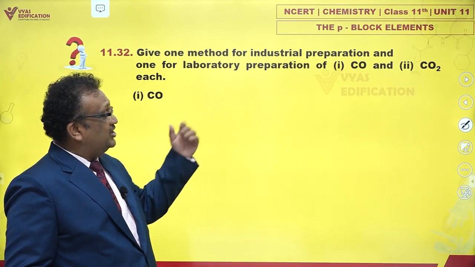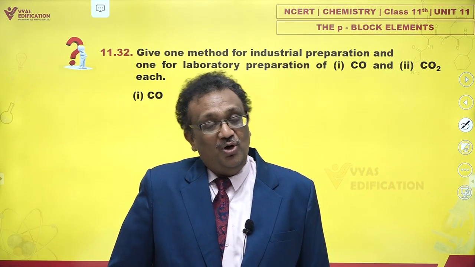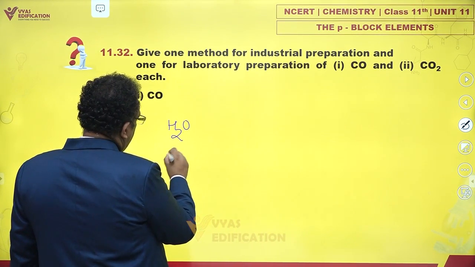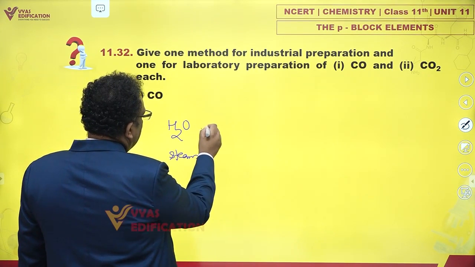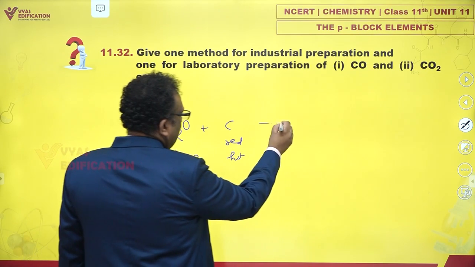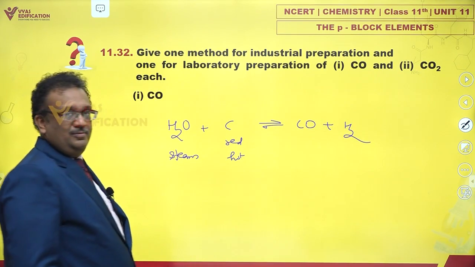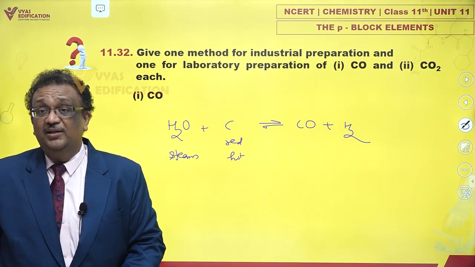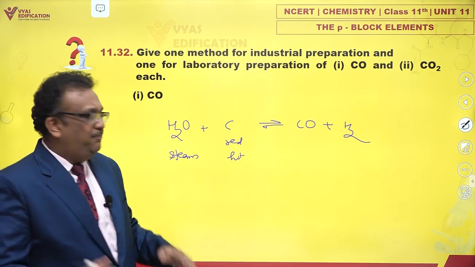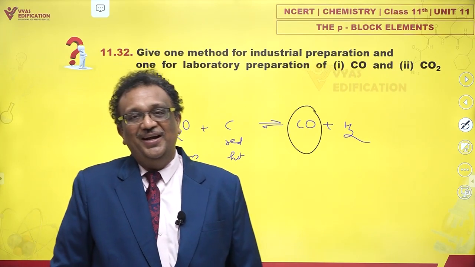Then when you talk about industrial preparation of carbon monoxide, you could actually use water gas. What is water gas? When steam, superheated steam, is passed over red hot coals, you find it gives CO and H2. Wow, we have got carbon monoxide there? Yes, we have got carbon monoxide there. This is one of the very popular methods by which, my dears, carbon monoxide is produced.